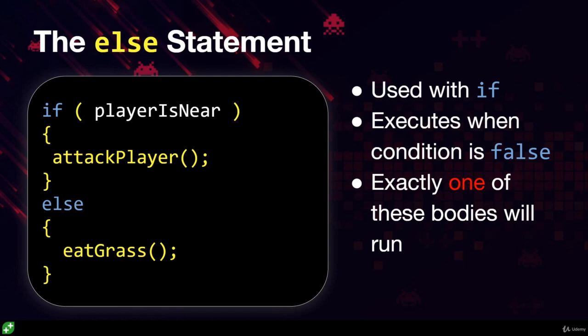Let's say we have some sort of monster in our game and it eats grass when the player is not near. Well, here we have an if statement checking to see if player is near, and if player is near, we call the function attack player. But if player is near evaluates to false, then the if statement of course never runs, but the else statement is triggered instead. So if our monster is out in the field somewhere and player is near returns false, then the monster will just keep calling the eat grass function and nobody gets hurt.